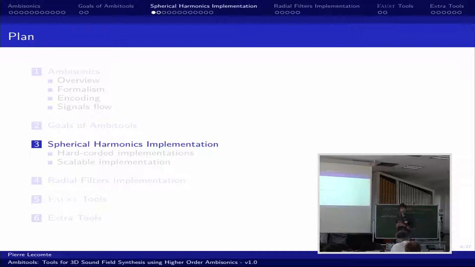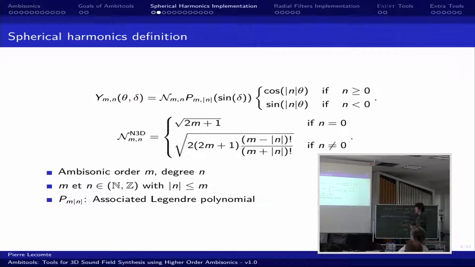I'm going to give you some more insights into the spherical harmonic implementation in my toolbox, because I tried several ways to do it, and now I have something which is more scalable. So I recall the definition here. This function involves a normalization factor. There are several around. I'm using the N3D one, which is this one. Then you have this Legendre polynomial of the variable sinus delta, and then this cosinus n theta, sinus n theta. So how to describe these functions with Faust?